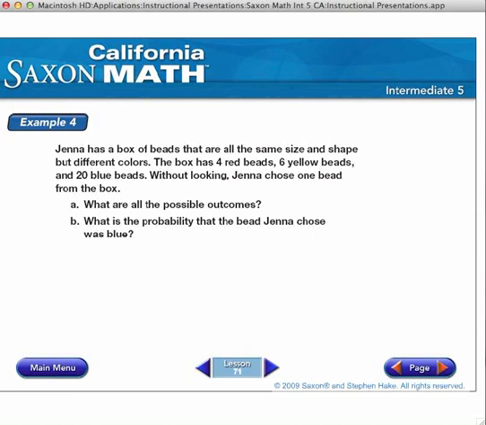The outcome means that when I stick my hand in that box, what are the possible colors that I could draw? So my outcomes are red, yellow, and blue. Those are the only 3 colors that one of those beads could possibly be. They couldn't be green because there are not any green ones in the box. So my possible outcomes are red, yellow, and blue.